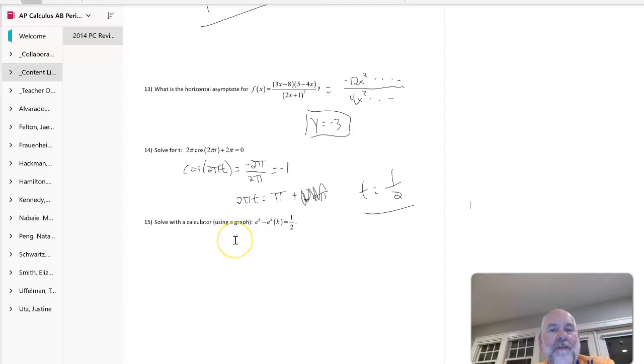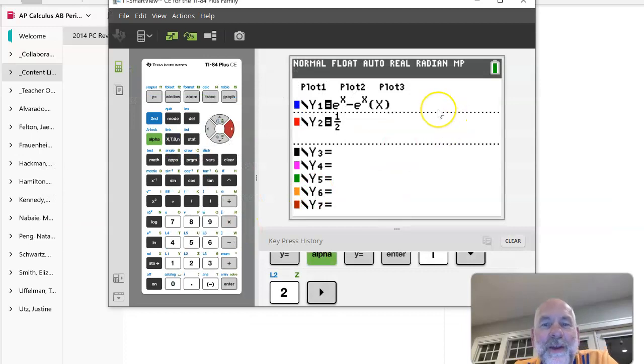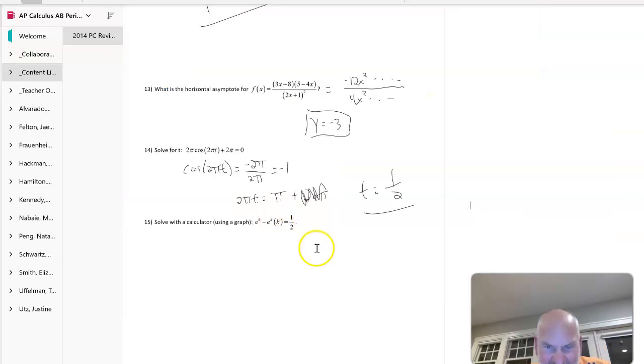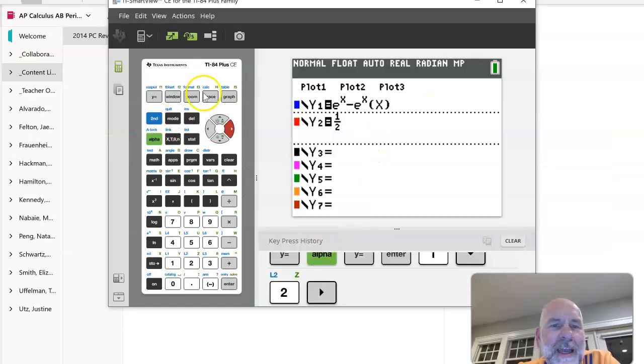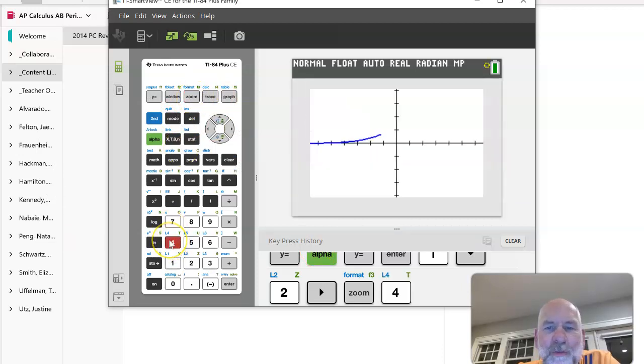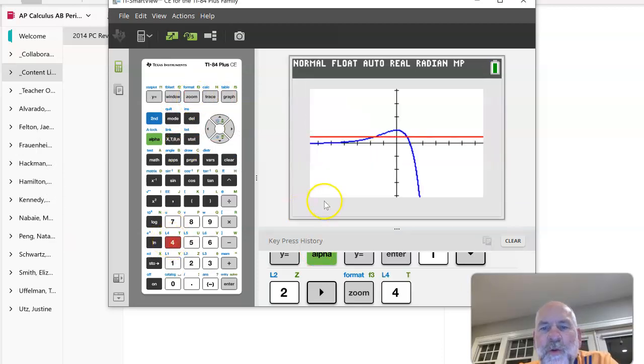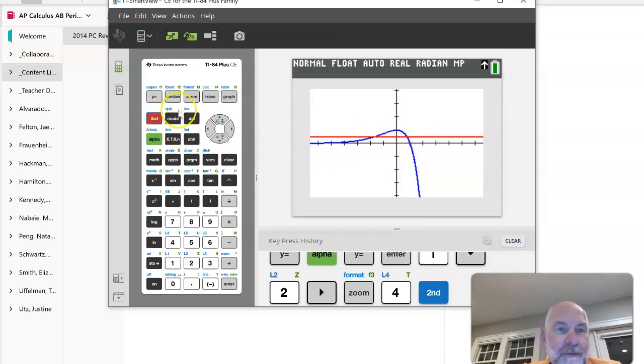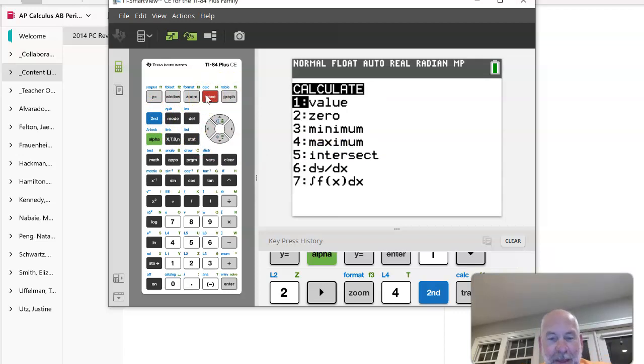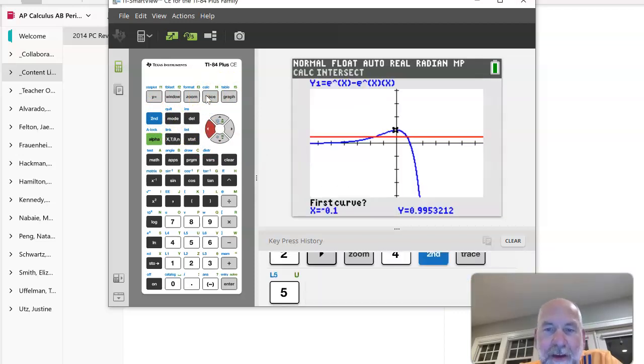And finally, last one, solving that one using a calculator. I've got it all loaded up. What I did was I graphed the left-hand side and I graphed the right-hand side. I always like to start with zoom decimal. And it looks like it has 2 solutions. So the function on the left gives me an answer of 1/2 at this value and at this value, and I could find them by using the intersection button on my calculator. So you need to be able to do this.